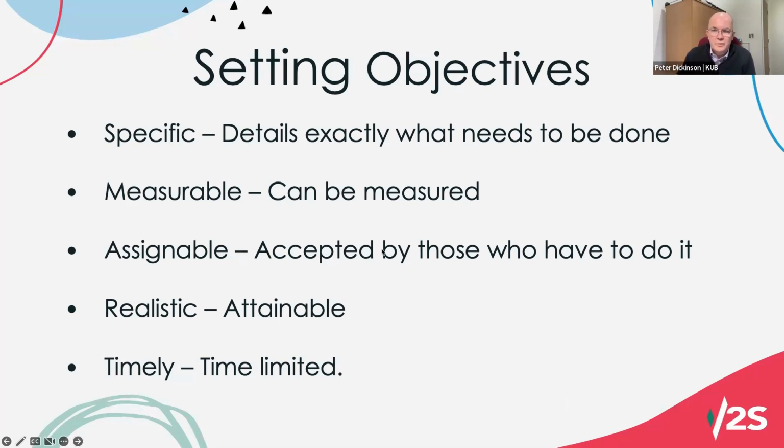Got to be assignable. You know, somebody's got to be responsible for making this happen. Is it realistic and is it timely? So each of the KPIs you work out needs to be like that, so that when you measure something and it's not within the parameters you want, you can then go and fix it.